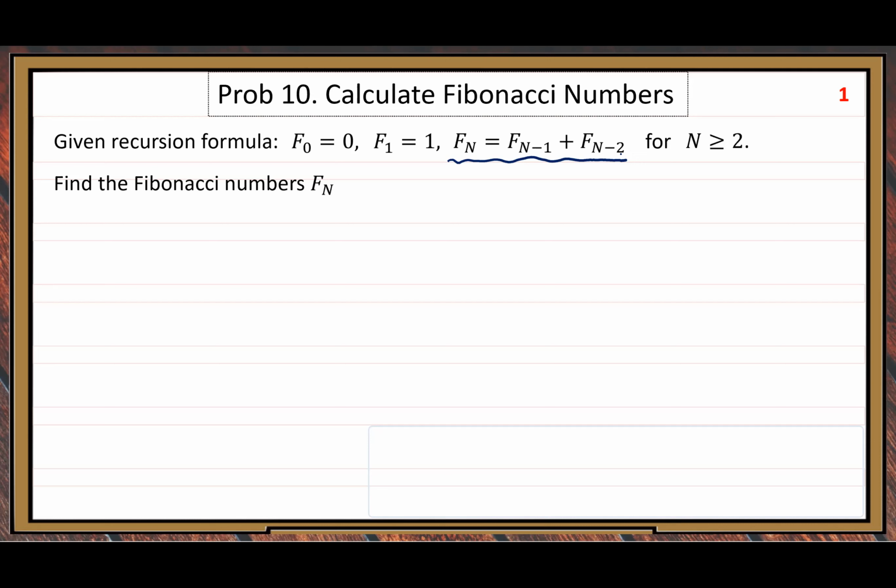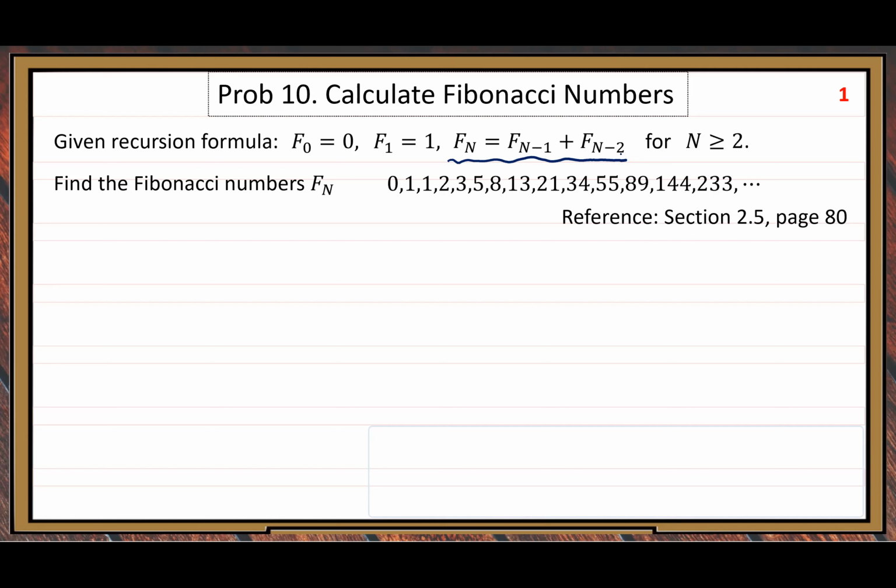Here I list the first few Fibonacci numbers. You can see it is not easy to find some simple rules. Can you see any pattern? It's hard to see any obvious pattern here. The reference in our textbook is section 2.5, page 80.